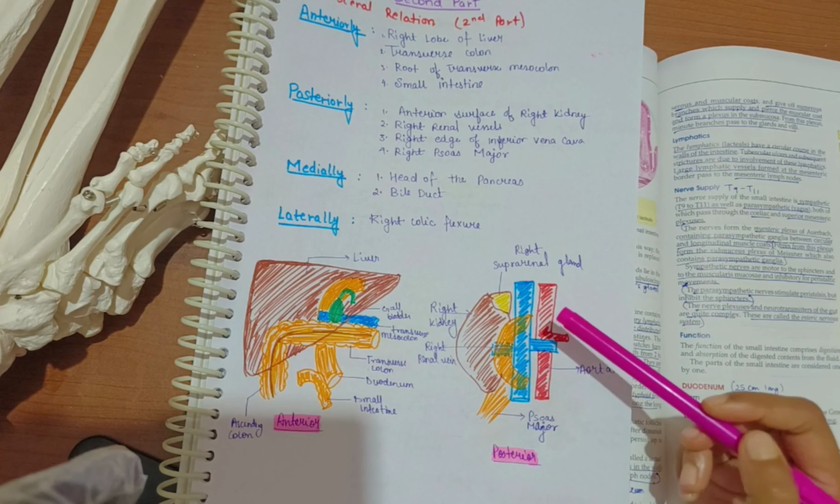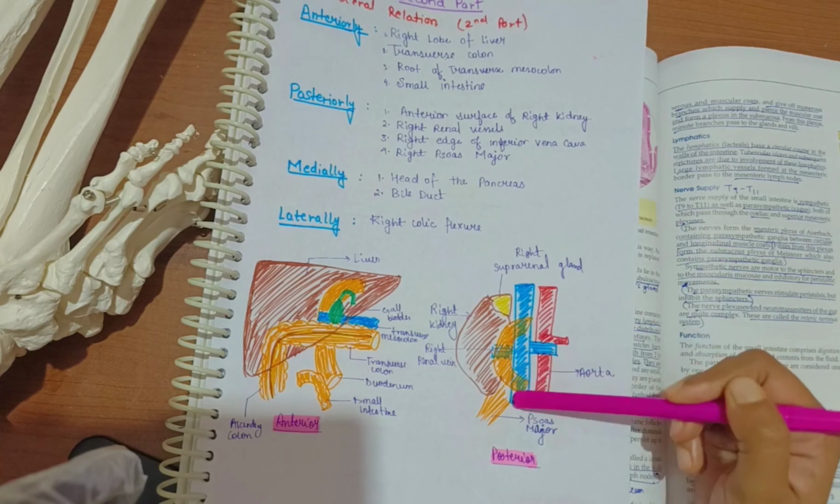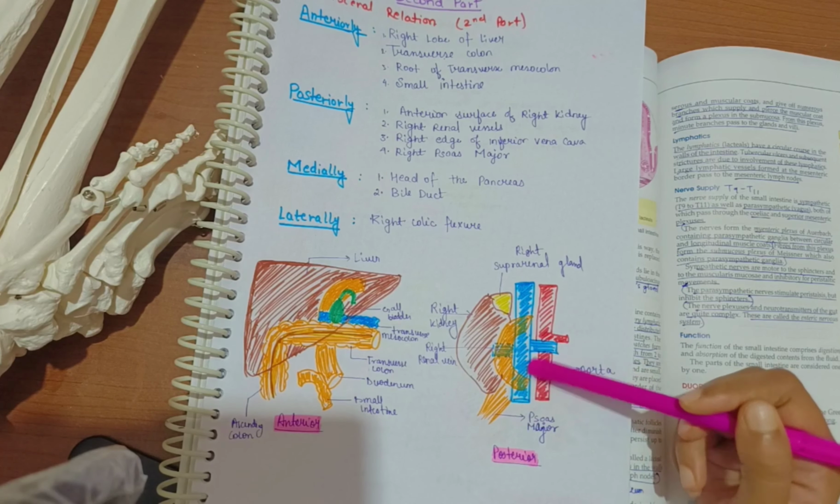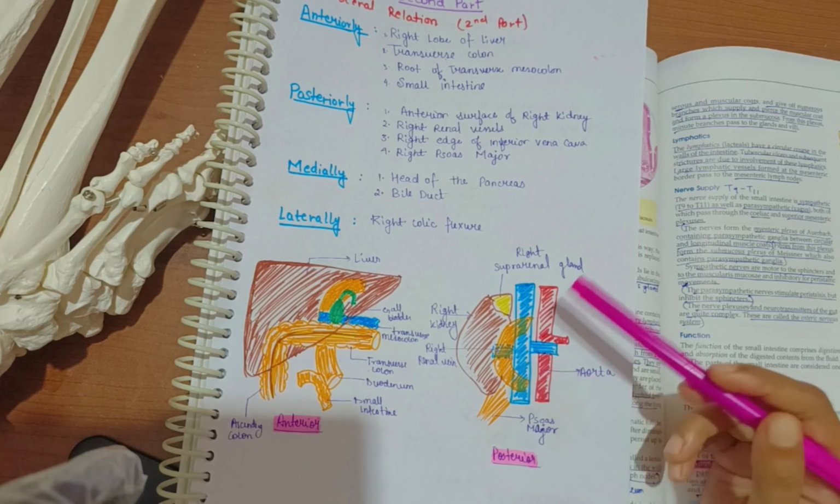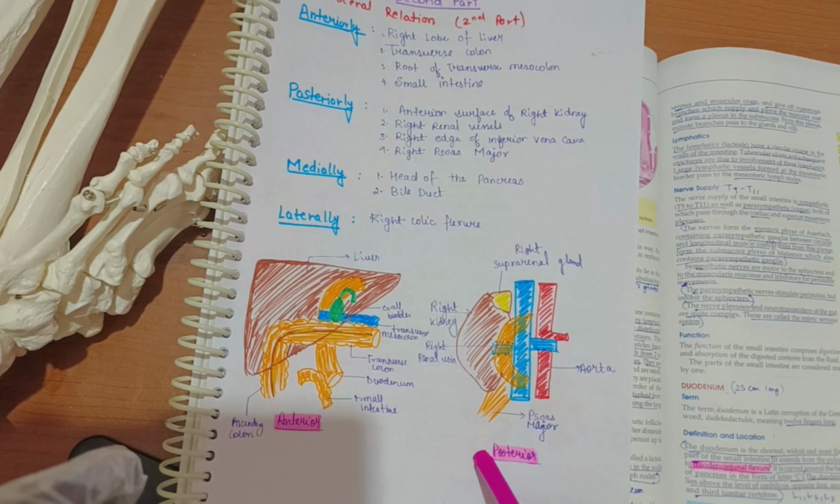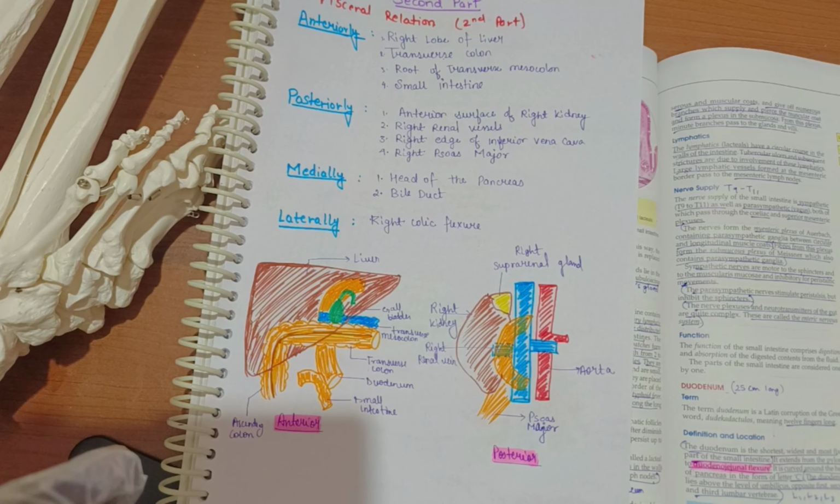Then above you can see here is the inferior vena cava, and this is the right edge of the inferior vena cava, because this is the left edge of the inferior vena cava. This is the psoas major muscle of the right side. Medially, it is related to the head of pancreas and bile duct. Laterally, it is related to the right colic flexure.